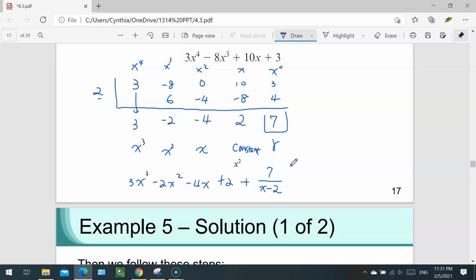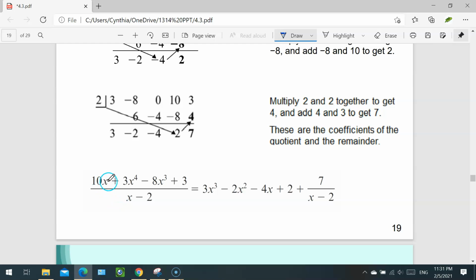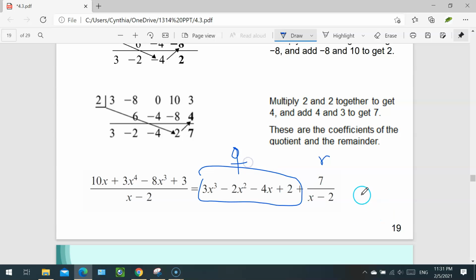So this would be the way you perform the work. When you have this polynomial divided by x minus 2, this is your quotient, and this is your remainder. So this is r, this is your q. So your remainder has 7 over x minus 2, and x minus 2 is the divisor.